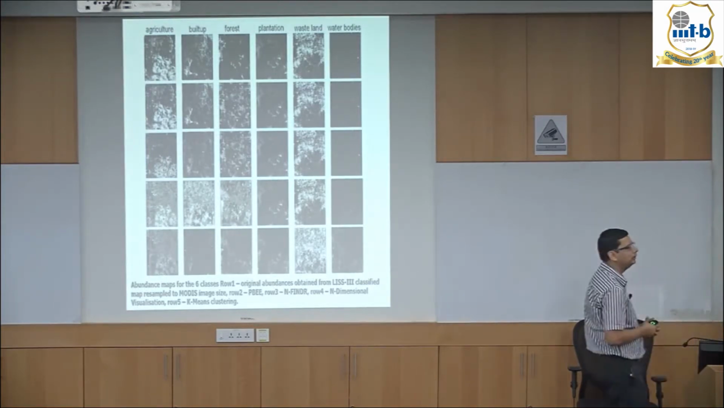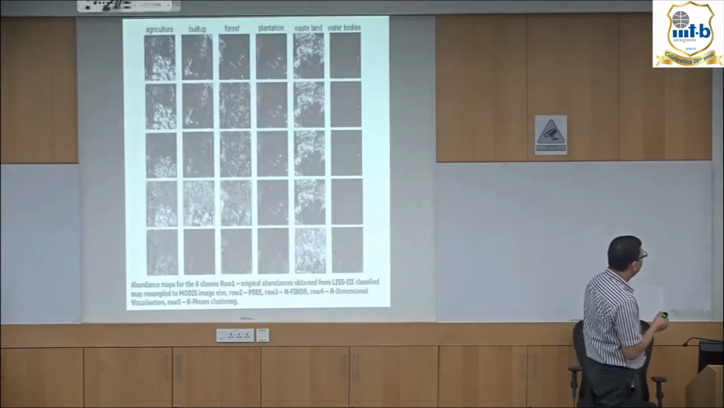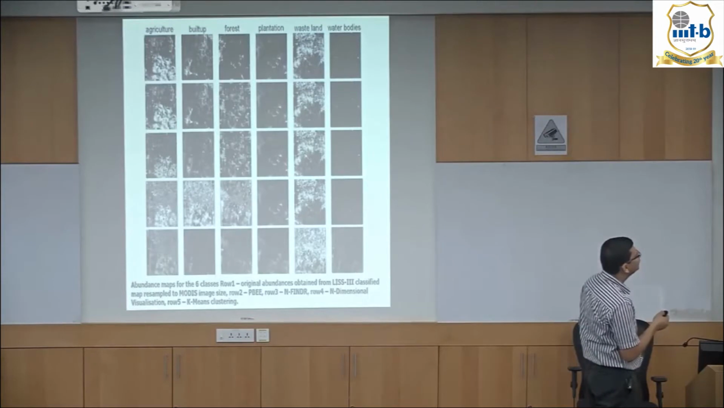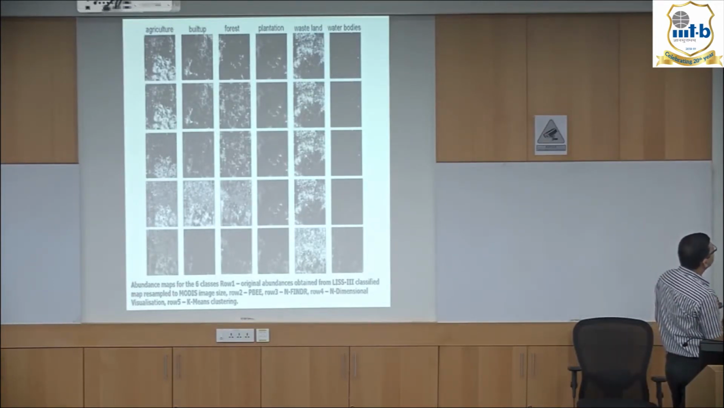I will show you this. So this is the first row, a high resolution data set where we have tried to identify six classes: agriculture land in the Chikbalapur town. This is the Chikbalapur city, and this is the Nandi Hill forest. These are the plantation.